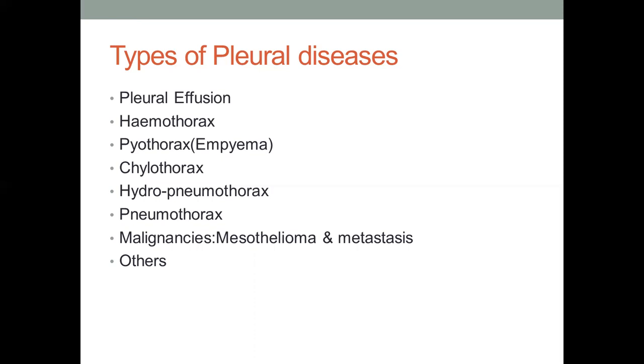And malignancies are also present, for example mesothelioma, which is quite common here at Swabi due to the mesothelioma belt, which is due to asbestos exposure in the environment, and metastases to the pleura.